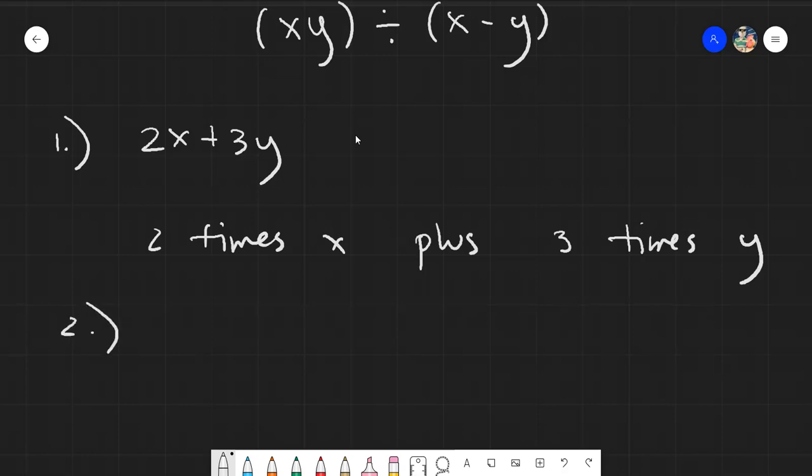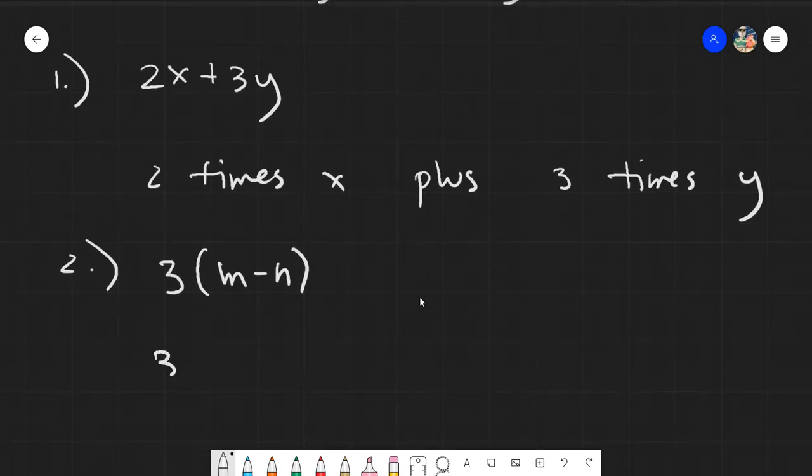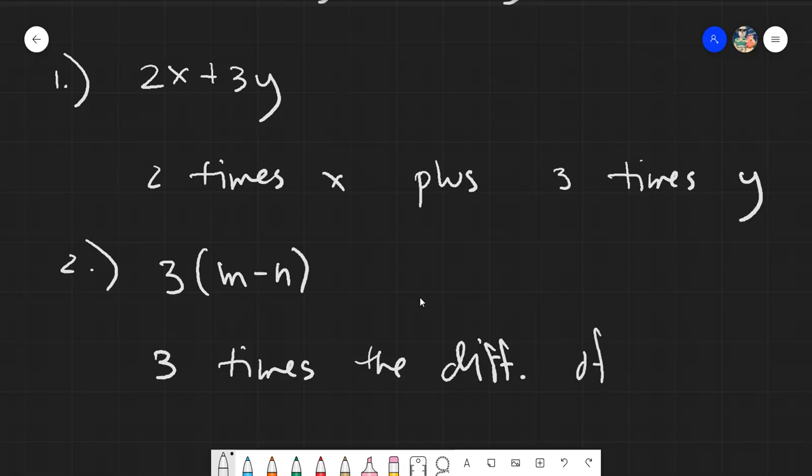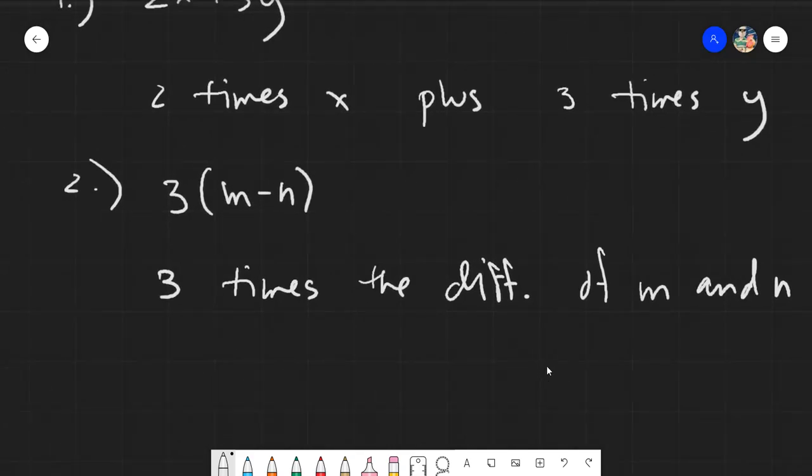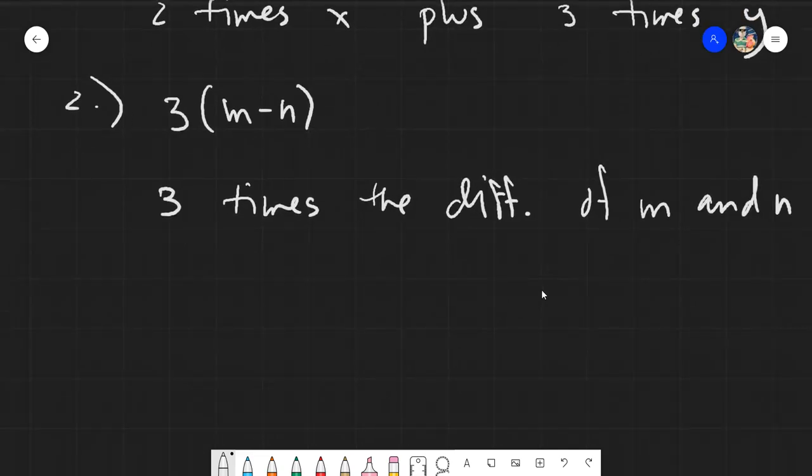Another given. Say we have 3(m - n). How about this one? So you read it as 3 times. Now, in this case, since it has a parenthesis, you use the "of" phrase. We have 3 times the difference of m and n. That's it. No more fancy way. No more reduced by, decreased by, and so on. Don't use any fancy phrases anymore. You write them as how you read them. That is very important in our case, so as to not waste time on how to answer your given.